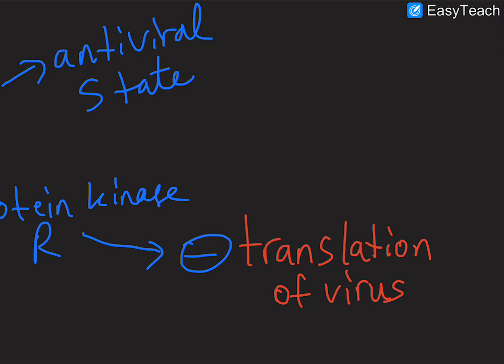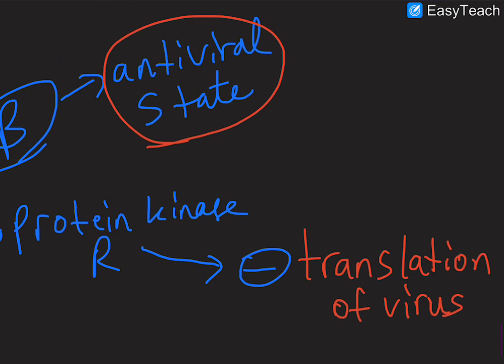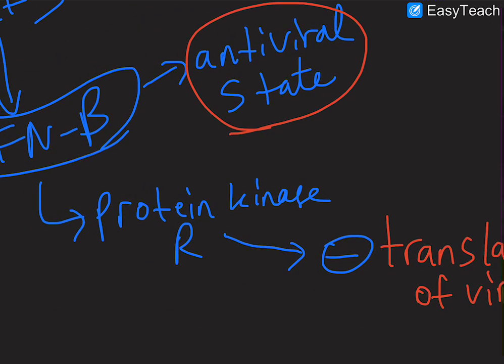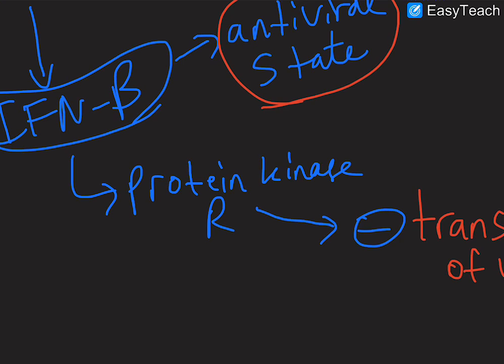So that's actually a cool thing about interferon beta. It puts you in an antiviral state. So we have interferon beta production, right? And another thing that interferon beta does is it actually increases the transcription of MHC class 1 genes. Basically, interferon beta helps upregulate MHC class 1.